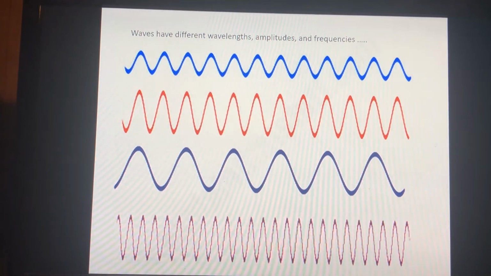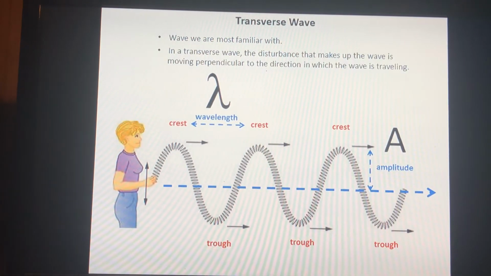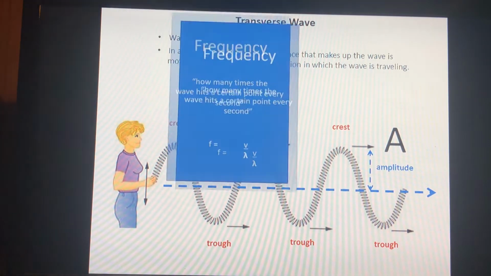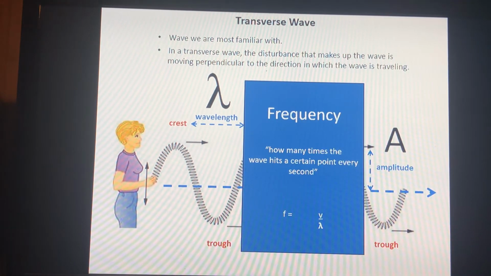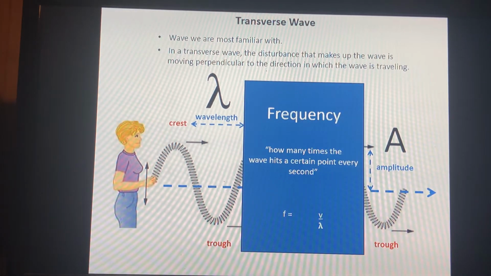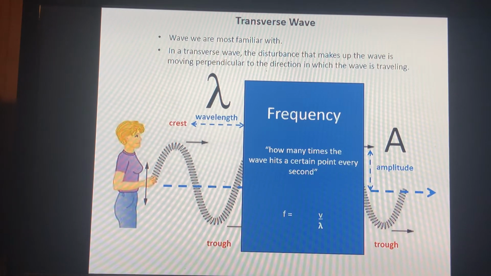All right, remember that different waves have different wavelengths, different amplitudes, and different frequencies. So we've talked about the wavelength, we've talked about the amplitude, and now we're going to talk a little bit about the frequency. The frequency is how many times a wave hits a certain point every second. So when you think of ocean waves, if you count how many times they hit you in a certain amount of time, that will tell you the frequency of those waves.